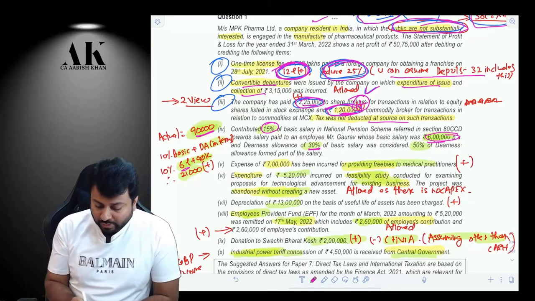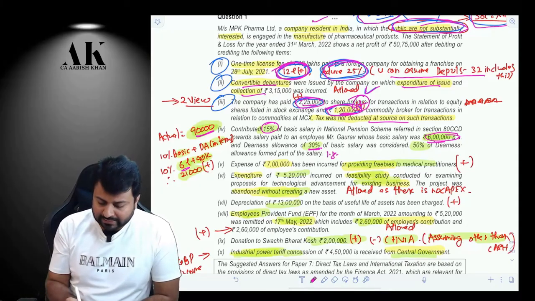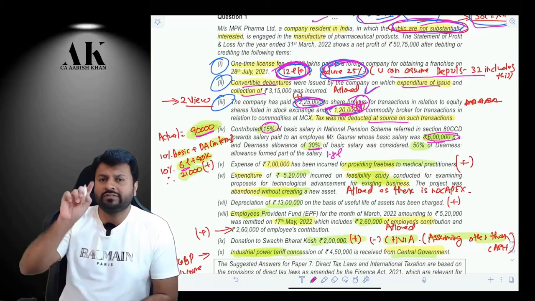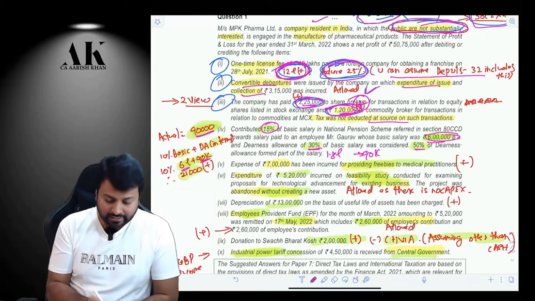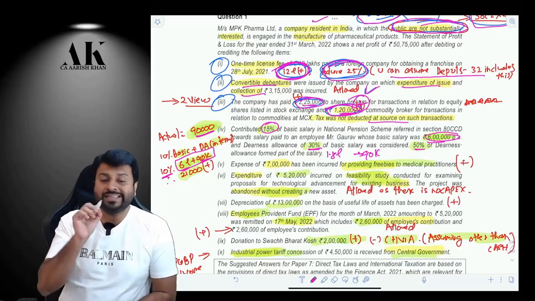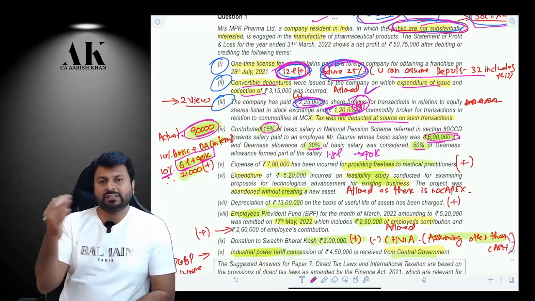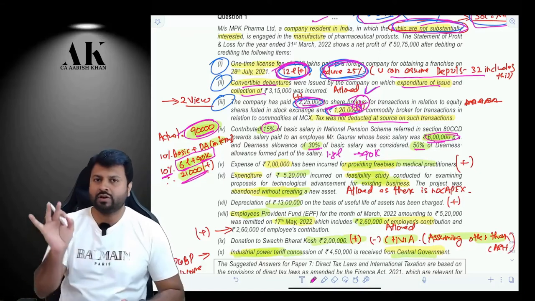How much is DA in terms? The total DA is 30% of basic. So DA will come to 30% of 6 lakhs, that will come to 1.8 lakhs. Now, out of that, the DA in terms is only 50% of that. So 50% of that will come to 90K. Therefore, DA in terms is only 90K. Therefore, basic plus DA in terms is 6,90,000. 10% of that will come to 69,000. And therefore, 90,000 is the actual contribution. Allowed is 69,000. Therefore, 21,000 will be disallowed under the income tax law. I hope it is clear to everyone.